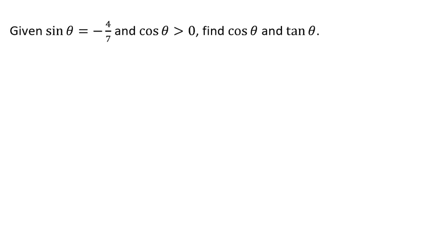In this video, we're going to be evaluating trigonometric functions. Specifically, when we're given the sine of theta equals -4/7 and the cosine of theta is greater than 0. And we're going to find the cosine of theta and the tangent of theta.